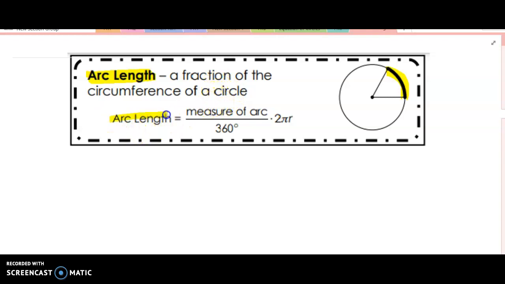And we have this formula right here that we can use. The arc length equals the measure of the arc over 360 times 2 pi r. Now notice this 2 pi r is just the circumference of the circle. And something else to note: if the measure of this arc is x degrees, that degree measure is also going to be the same as the central angle, which would also be x degrees. Okay, so let's do some examples.